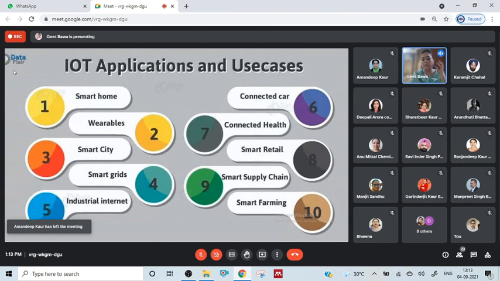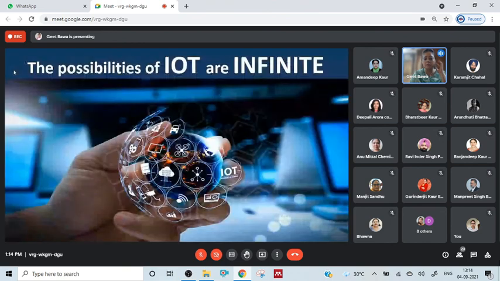Other applications of IoT include smart homes, smart wearables, smart cities, smart grids, smart industry, connected cars, connected health, smart retail, smart supply chain, smart farming, and the possibilities of IoT are infinite.